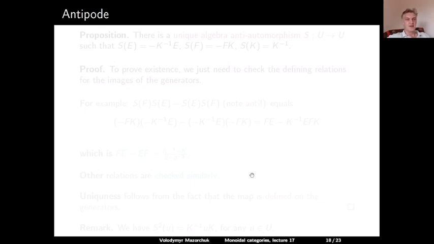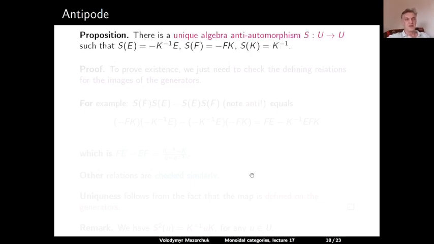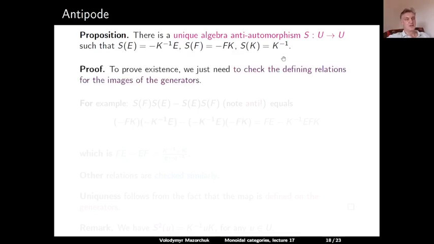Finally, let us define the antipode. Proposition: there is a unique algebra anti-automorphism S from U to U, which sends E to minus K inverse E, which sends F to minus FK, and which sends K to K inverse. To prove existence, we again need to check the defining relations for the images of the generators. For example, if we take the relation that EF minus FE is equal to K minus K inverse divided by Q minus Q inverse, then this should be sent to the relation. Note that this is an anti-automorphism.